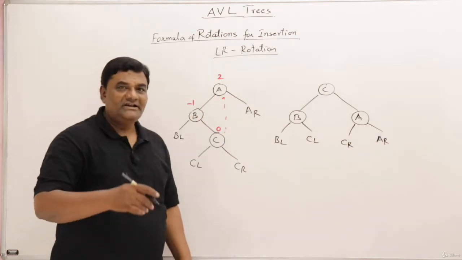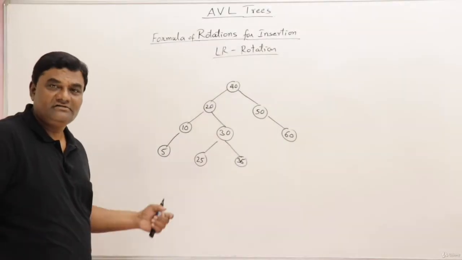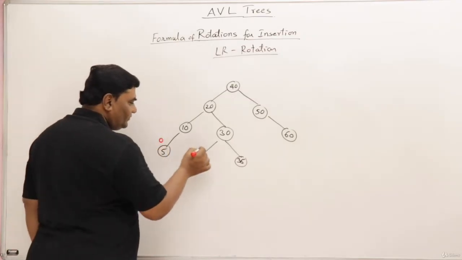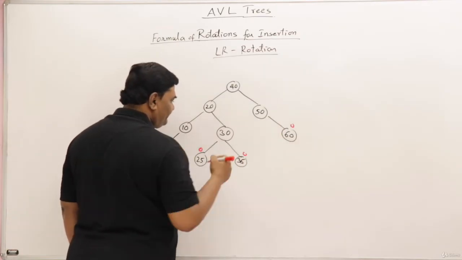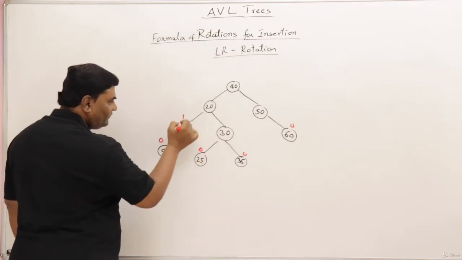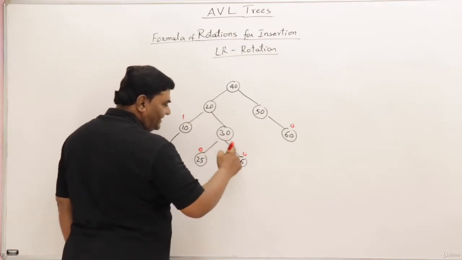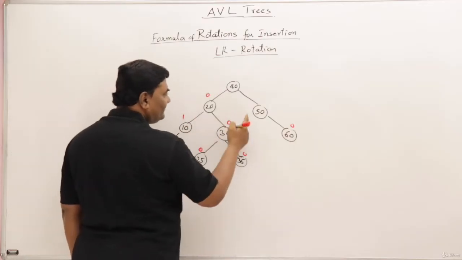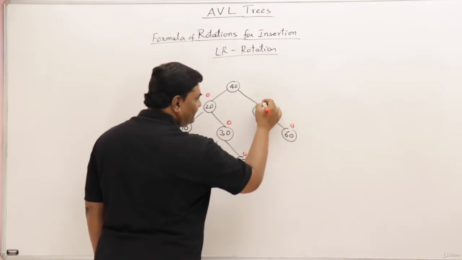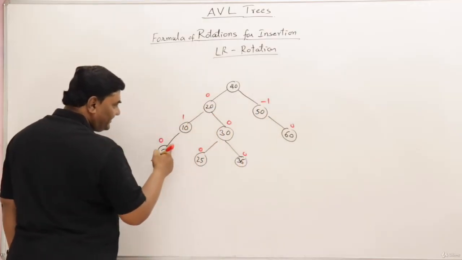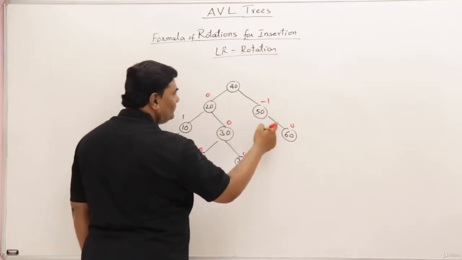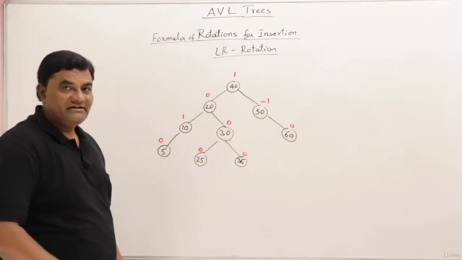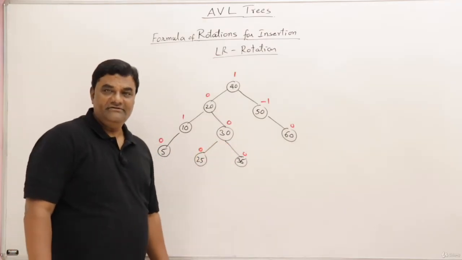So I'll take one example and show you. Suppose this is a given tree. Check the balance factors. 0, 0, 0, 0. Then this is 1 and 0, 1. This is 1, minus 1, 0. This is 1, 2, 1, 2. So 0. This is 0 and 1, minus 1. 1, 2, 3. 1, 2, 1. So everything is perfect. It's a balanced AVL tree.